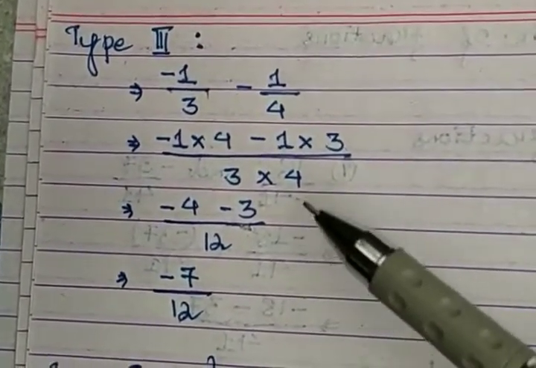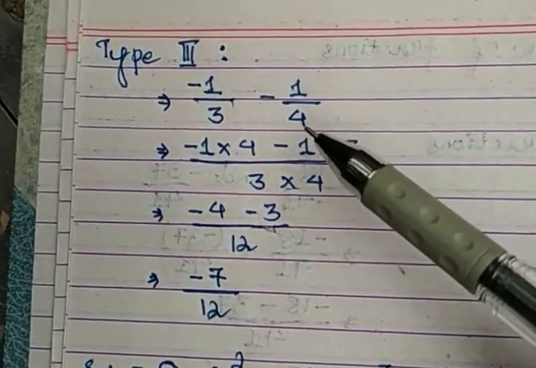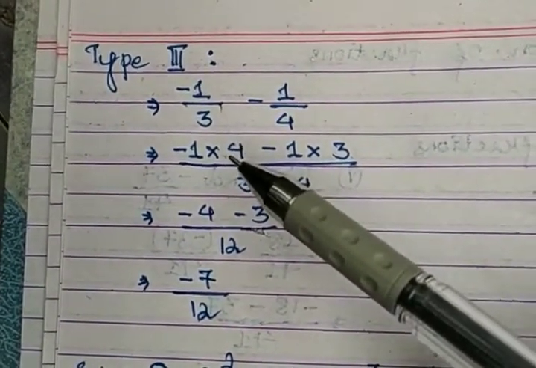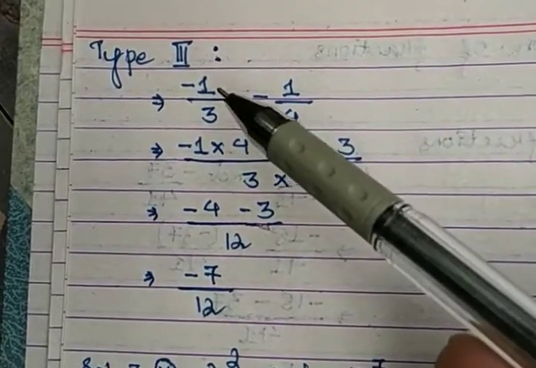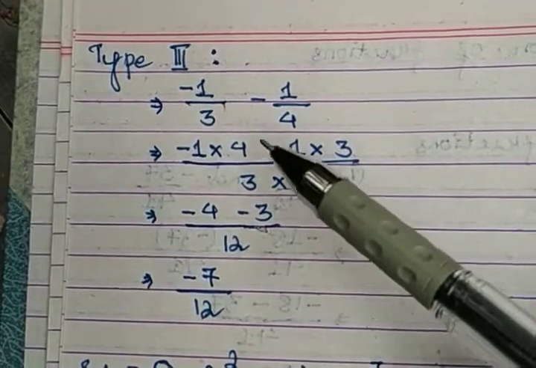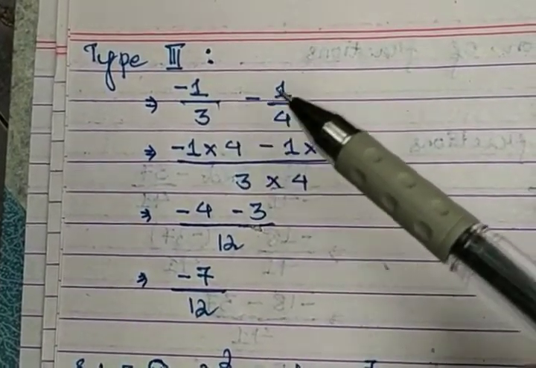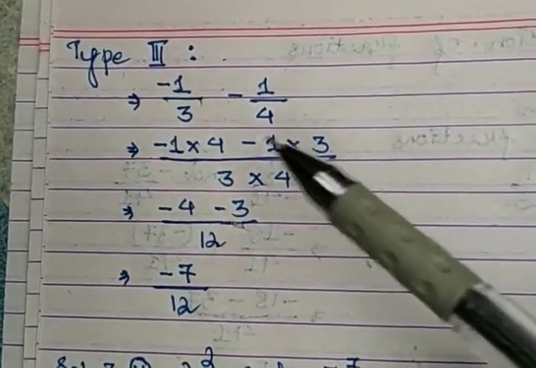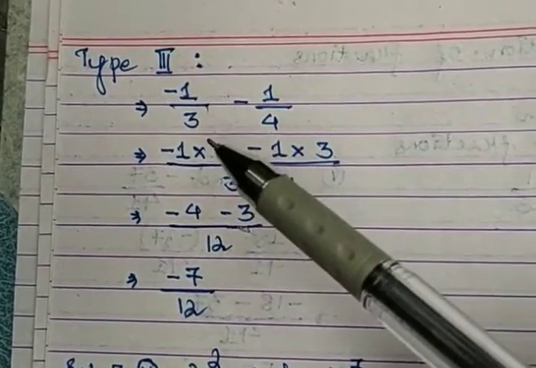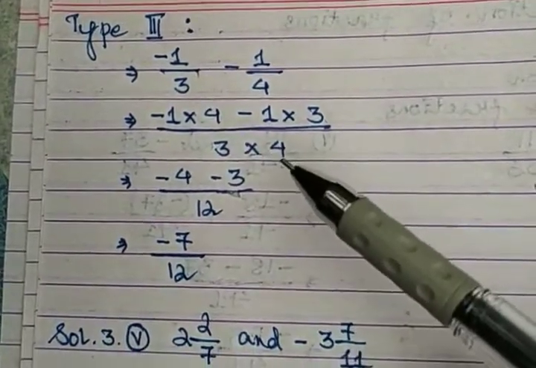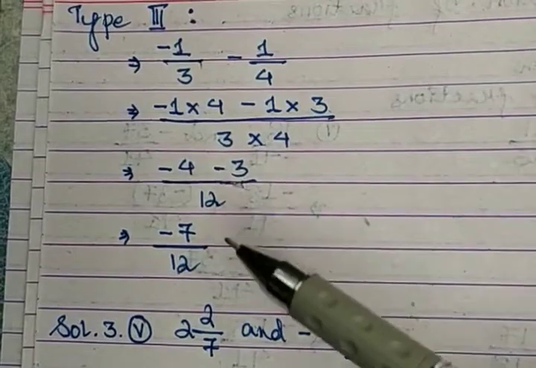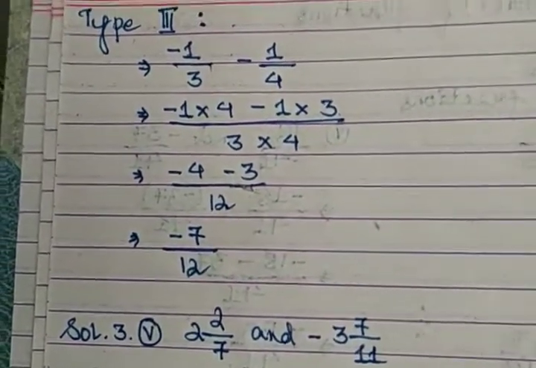In type 3, all you need to do is simply take the second denominator and multiply it with the first numerator. That is what I have done in the second step. See, 4 multiplied with minus 1, so 4 and minus 1. Keep the sign as it is, minus 1. Now first denominator to second numerator, so it is 1 into 3, divided by the multiplied denominators as well. So 3 into 4. So here we have minus 4 minus 3 divided by 12. So your answer is minus 7 divided by 12.